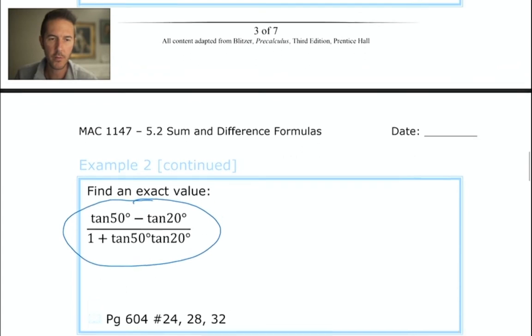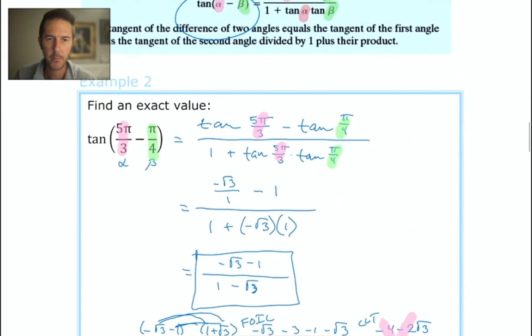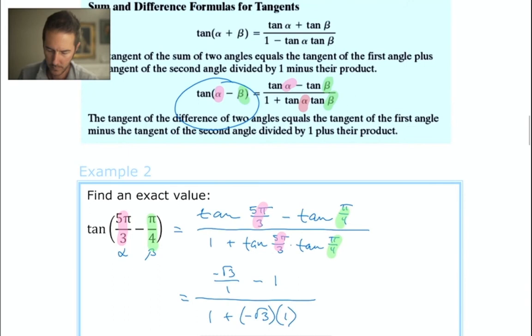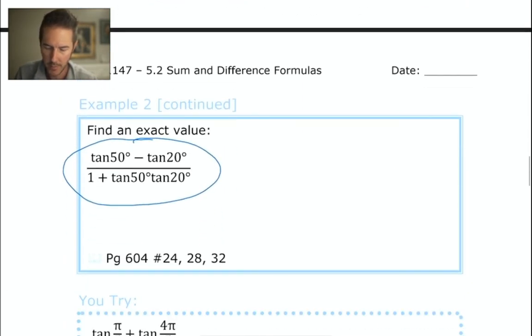Look, the numerator says tan alpha minus tan beta, and this says tan alpha minus tan beta. And the denominator of that right-hand side says 1 plus tan alpha tan beta, and this says 1 plus tan alpha tan beta. This is almost like a two-step process. It has a numerator and denominator, both of which have to match up with the alphas and betas in the right place to confirm for us that indeed alpha is 50 and beta is 20.